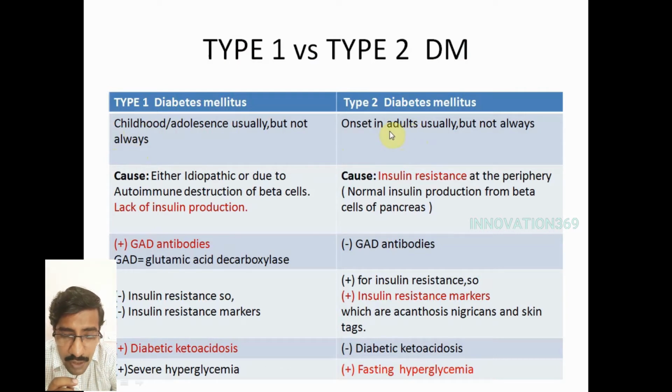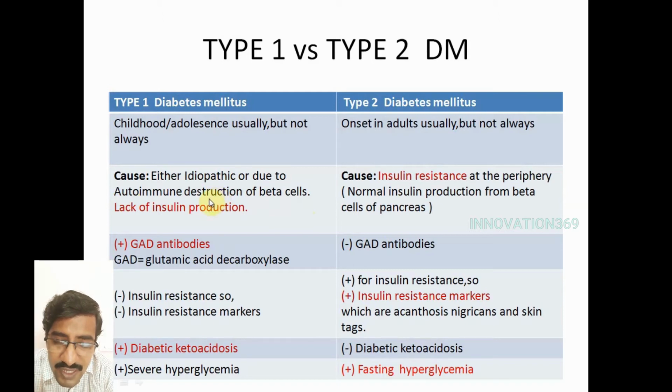Now what is the cause for type 1 diabetes mellitus? It is destruction of the beta cells of pancreas. So beta cells of the islets of Langerhans in the pancreas are destroyed. The cause may be unknown, which we call idiopathic, or the cause can be autoimmune destruction of the beta cells. So what happens when the beta cells of pancreas are destroyed? The insulin production is inhibited. There is no production of insulin into the bloodstream, which is the reason for severe hyperglycemia.